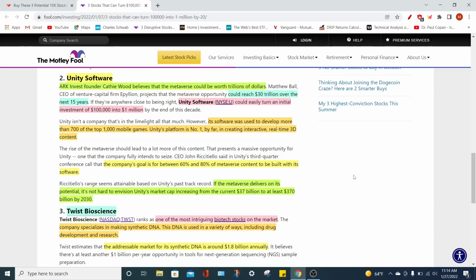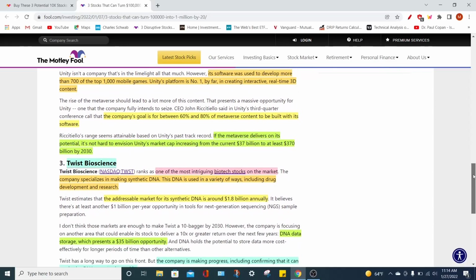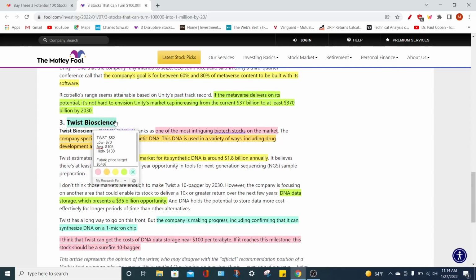Now, lastly, we have another ARK Invest favorite, which is Twist Biosciences, ticker symbol TWST. The current stock price for TWST is $52. The low-end price target, according to analysts for this year, is $70. The average price consensus is $105, and the high-end price prediction is $130. However, the future price target for the stock is $540, according to analysts, which makes various companies, including ARK Invest, very bullish on this company. This is a biotechnology company, and this means it's a biotech play that could be included in a well-diversified portfolio.